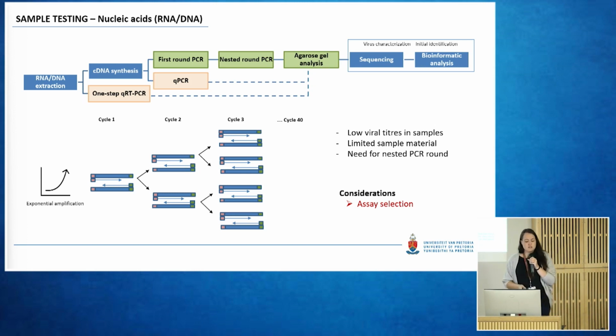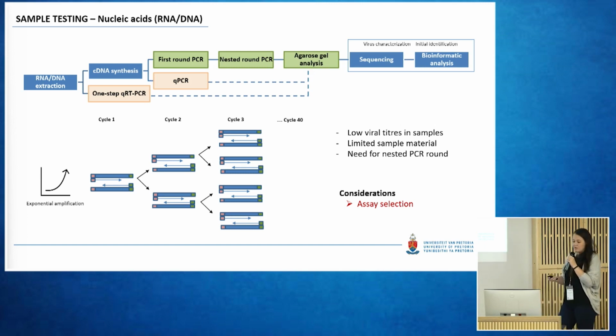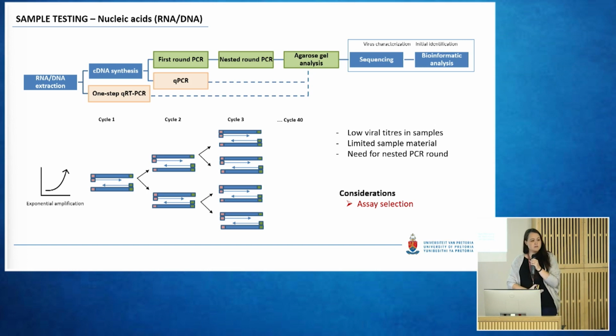We do have limited sample material available, and we can't continue to repeat things, trying to see if it's positive or not. That's why we do include a nested round of amplification, where we take the product from the first round and do it again, and we tend to get better results using that.